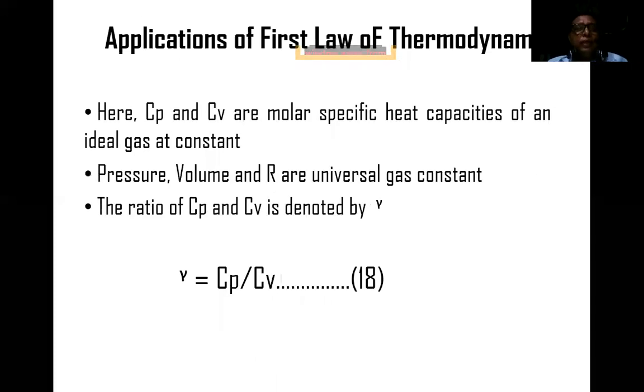Here, Cp and Cv are the molar specific heat capacities of an ideal gas at constant pressure and constant volume, and R is the universal gas constant. The ratio of Cp and Cv is denoted by gamma. Gamma is equal to Cp upon Cv. We take this ratio. This is equation number 18.